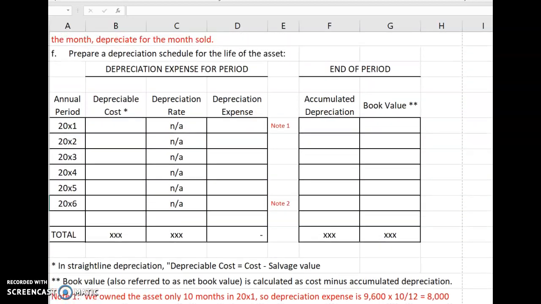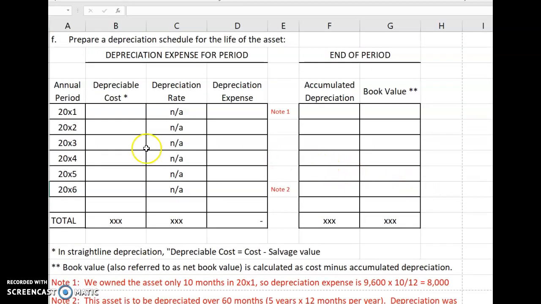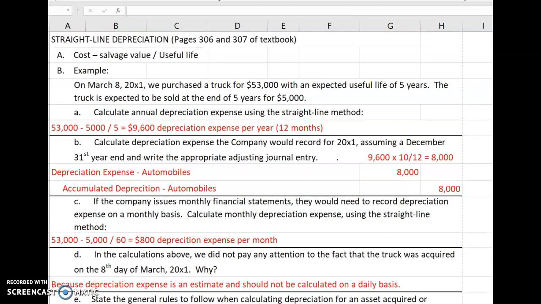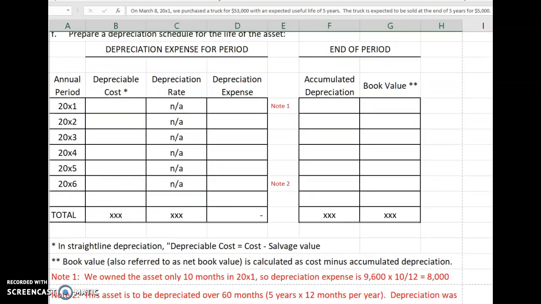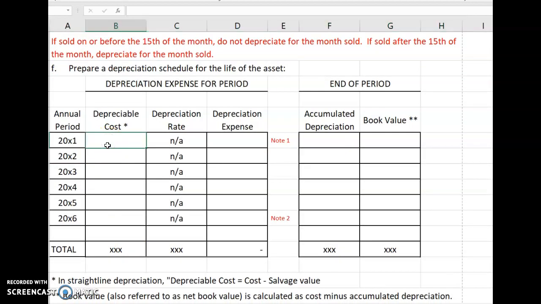I've made a couple of notations and definitions for you that will be important for your calculations. First of all, depreciable cost is defined as cost minus salvage value. So in this case, we have a $53,000 cost and a $5,000 salvage value. $53,000 minus $5,000 is $48,000 depreciable cost.